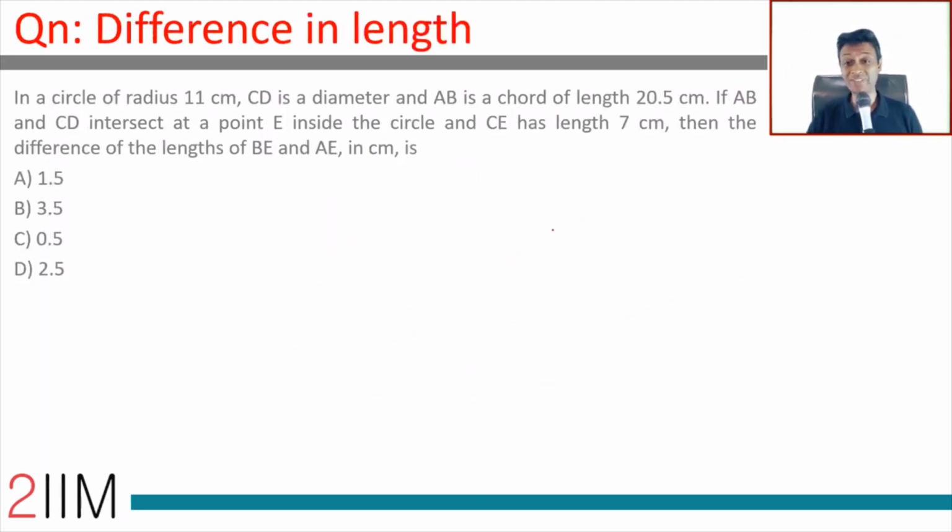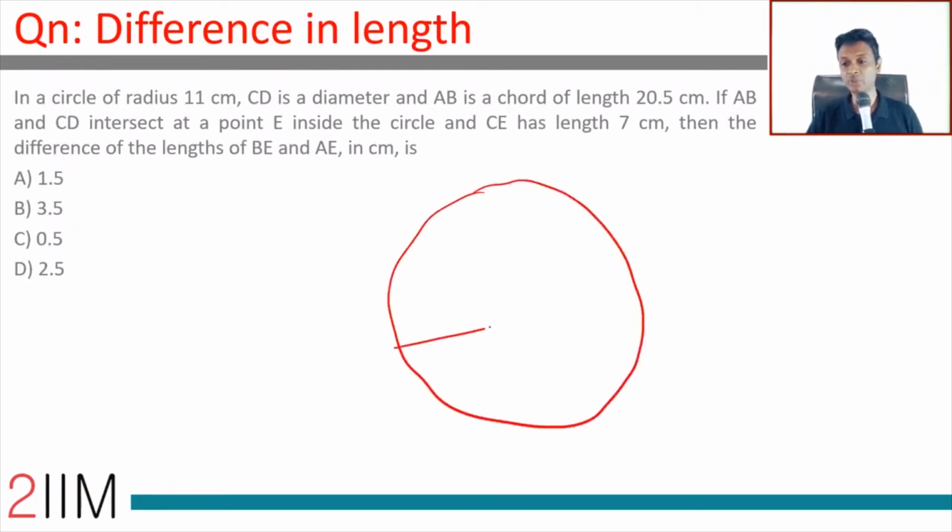In a circle of radius 11 centimeter, CD is the diameter. Brilliant. 11 centimeter. CD is the diameter. So CD measures 22.